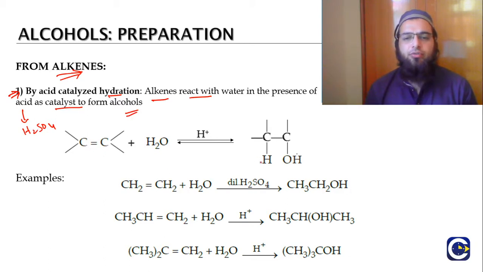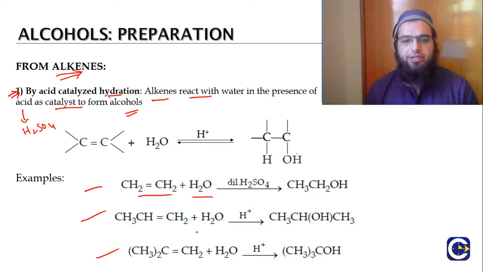Okay, there is addition of H2O across this double bond. That is, one of the carbons of the alkene gets the hydrogen and another one gets the hydroxyl ion. Okay, this is the net reaction, and these are the simple examples for the alcohol preparation from alkenes.